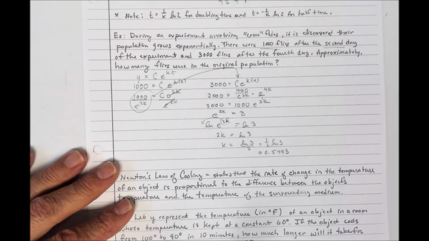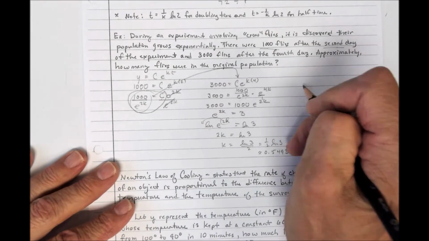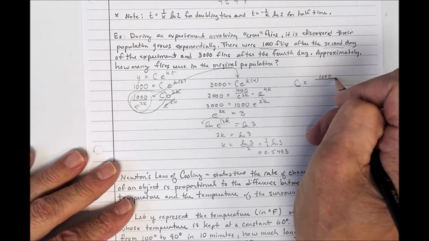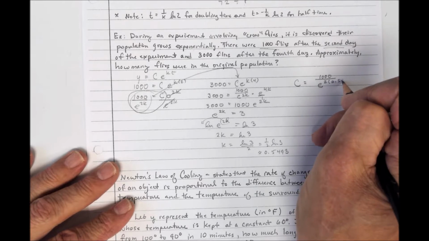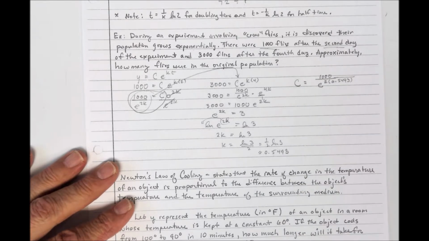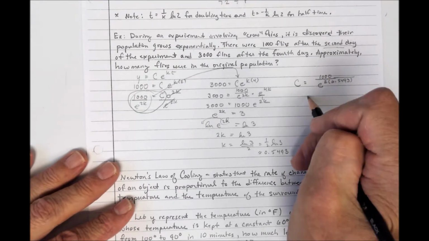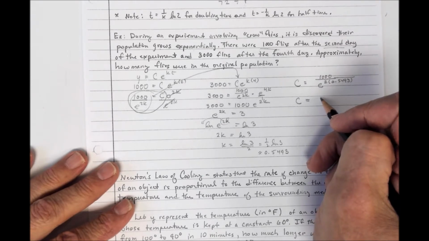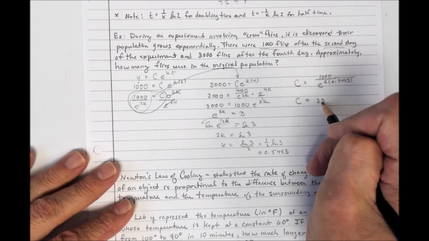Now, it'd be great if that's what I wanted, but it said how many flies were in the original population, so what I really want is c. So I'm going to take this guy right here, and I'm going to plug this in for k, and I'm going to get c is equal to 1,000 all over e to the 2 times 0.5493. Yikes, so I multiply through by 2, raise the e to that power, and then divide it into 1,000. And if I've done this right, and I hope I wrote this one down as well, to the nearest fly, I get 330.